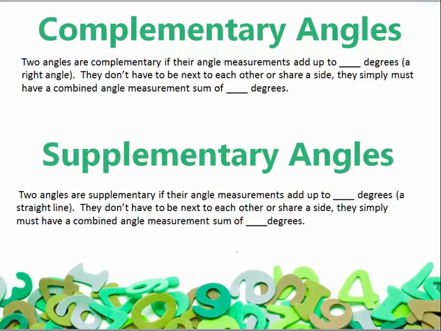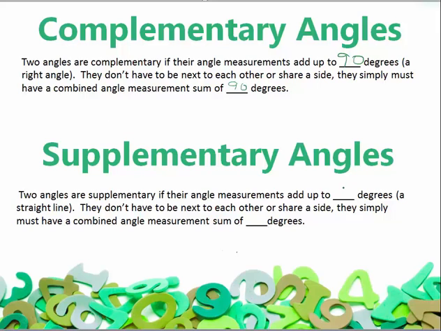In the past, we have talked about complementary angles. Complementary angles are angles whose measurements add up to 90 degrees, which is a right angle. Now, complementary angles do not have to be next to each other, nor must they share a side. They simply must have a combined measurement of 90 degrees.